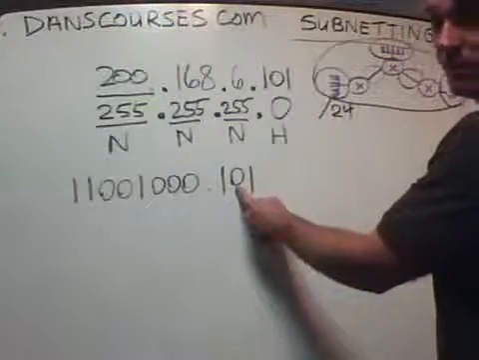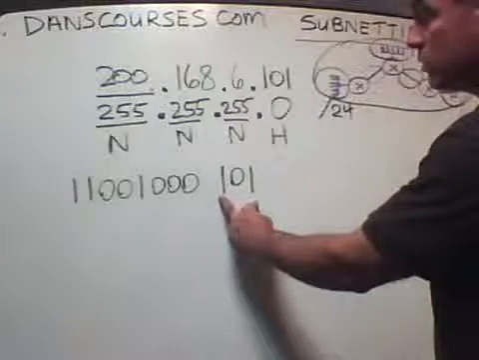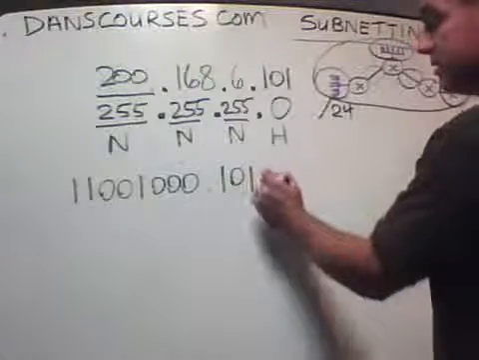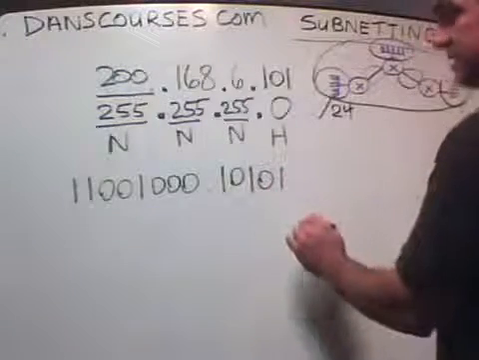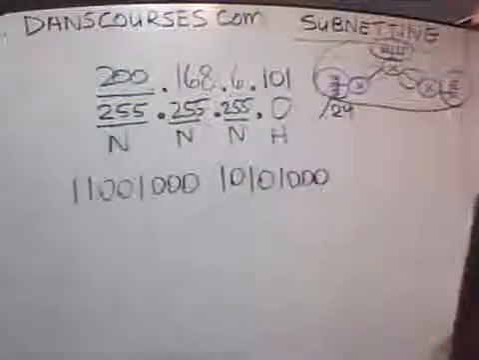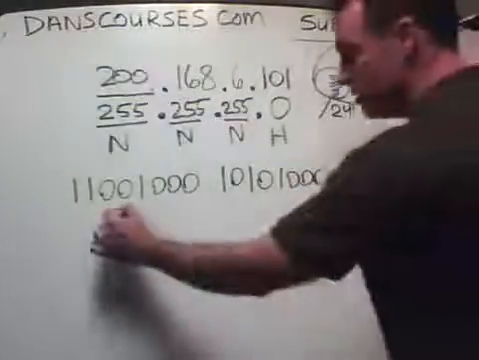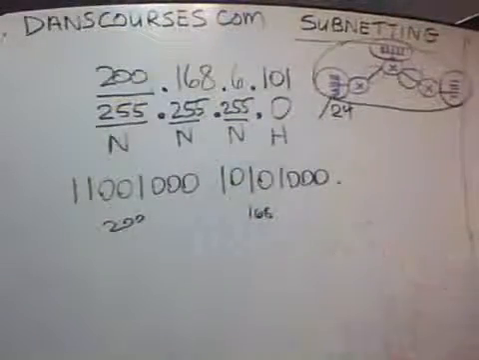Nothing for a 64-bit. That's a 32-bit. 128 plus 32 is 160. The 16-bit, no. The 8-bit, yes. 160 plus 8 is 168. All right, so there's the 168. That's 200. That's 168. Now we've got to get the rest.